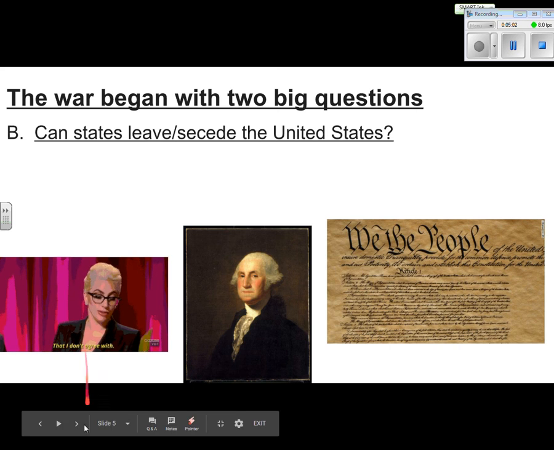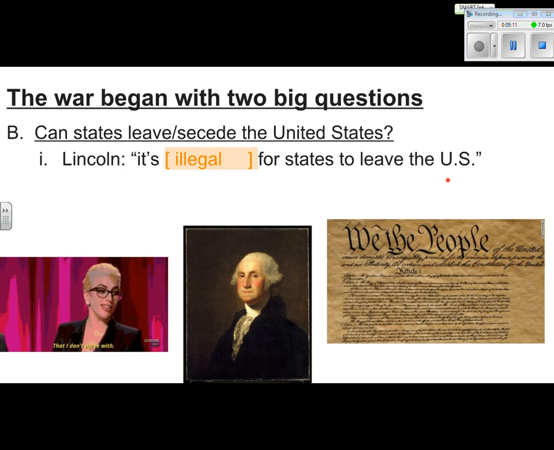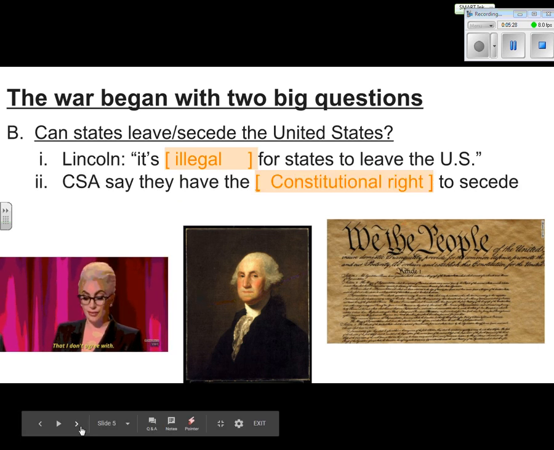You can see Lincoln here is going to agree with Lady Gaga. He does not agree with that. Lincoln says it's illegal for states to leave the United States. He almost has to do that when you think about it as a president, because if states can leave when they don't agree with the national or federal government, eventually every state at some point is going to disagree with what the national or federal government does. Then the United States is going to fall apart. It can't be something that you leave when you don't like it.